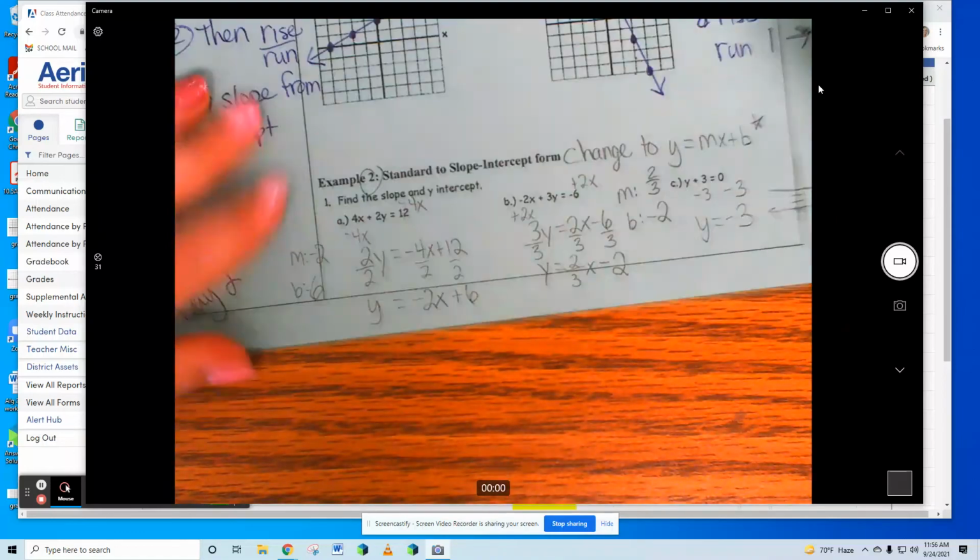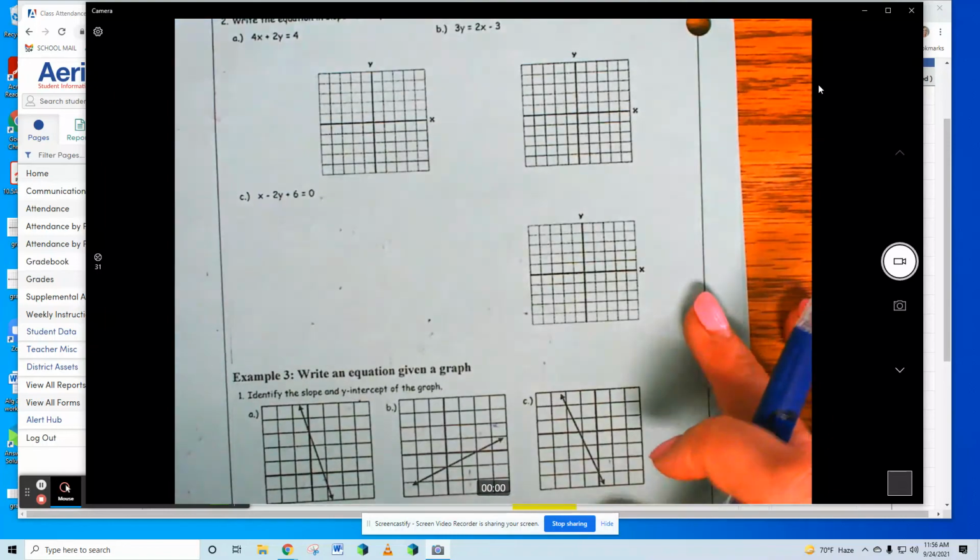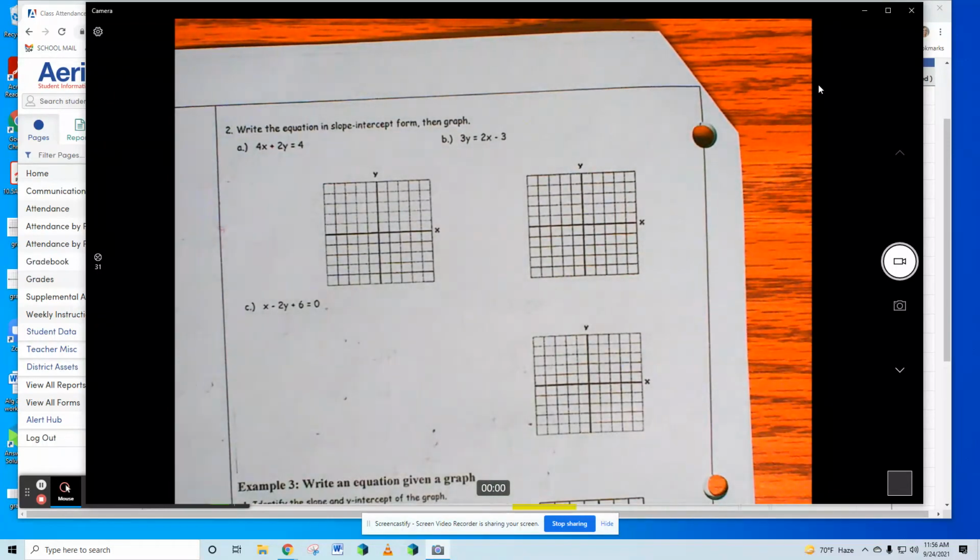Turn the page. I will help you change these to y equals mx plus b, but you need to graph them. When you graph, you have a choice. You can begin with the y-intercept and then rise and run, or you can make a table of values. Your choice.